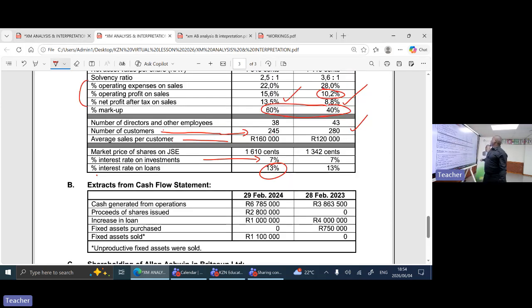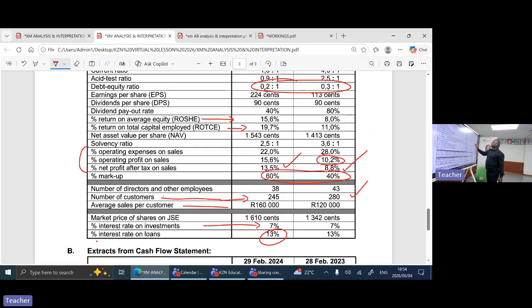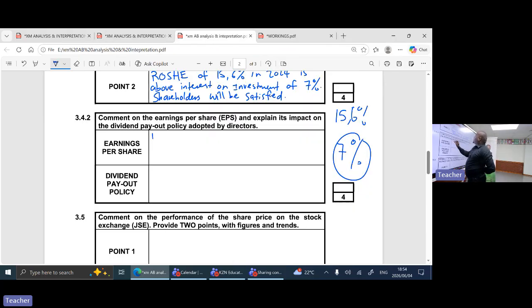All right. So the point number 1, we look at earnings per share. The earnings per share was 113 cents, and it's increased to 224 cents. Let's mention that. EPS increased from 113 cents per share to 224 cents. That's the first point you can mention.